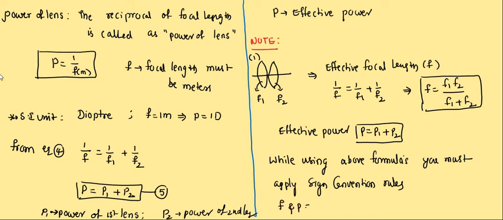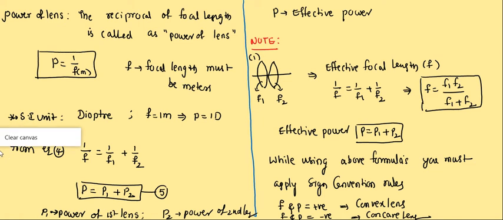Focal length and power are positive for convex lens, and focal length and power are negative for concave lens. You must remember it. And next in the note I am going to give the second point. You note every point.